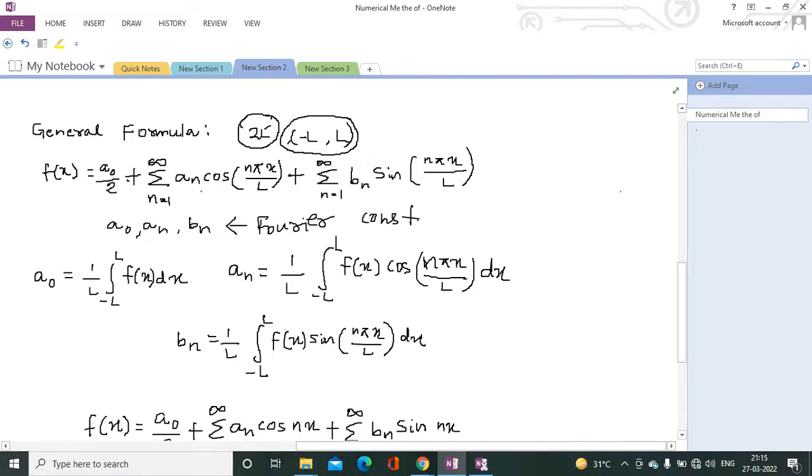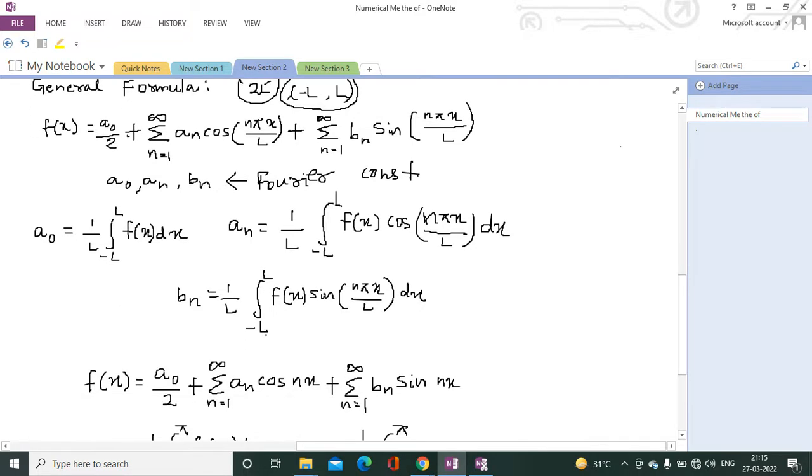I would suggest a trick to remember this, guys. Here you are writing an cos n pi x by L, bn sin n pi x by L. When the question asks for the value of an, replace an with f of x, put the cos n pi x by L along with it, and integrate it as per the period given.